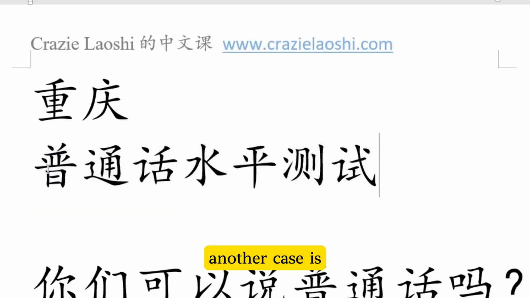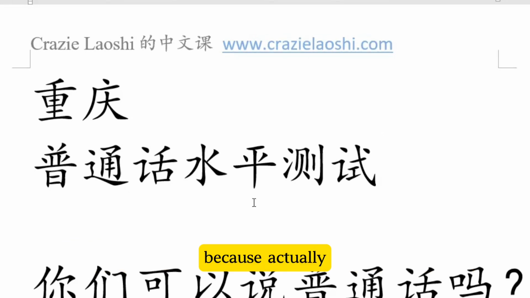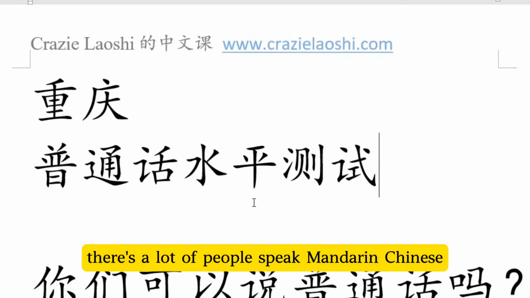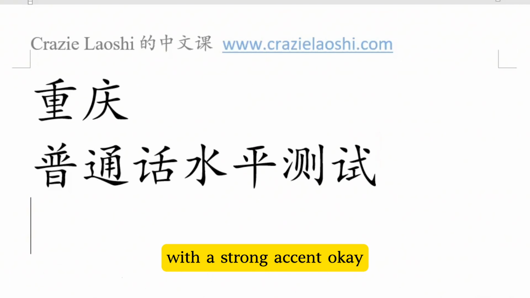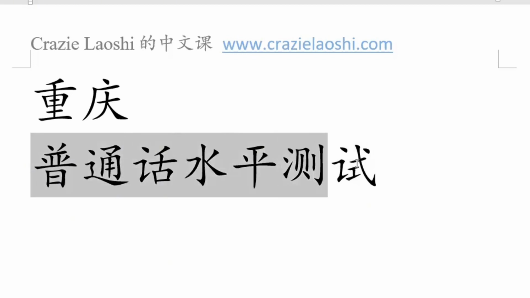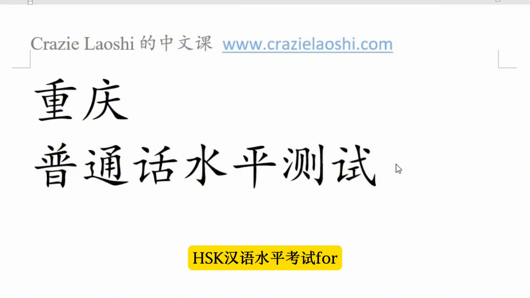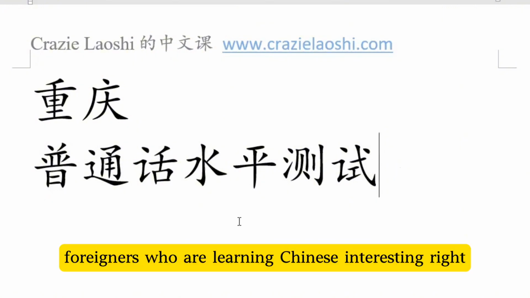Another case is in China, there is actually a test for Mandarin Chinese because a lot of people speak Mandarin Chinese with a strong accent. So if you want to be an anchor or a host of a TV show, you have to pass this exam. 普通话水平测试. So 普通话 level test, as compared to the HSK 汉语水平考试 for foreigners who are learning Chinese.